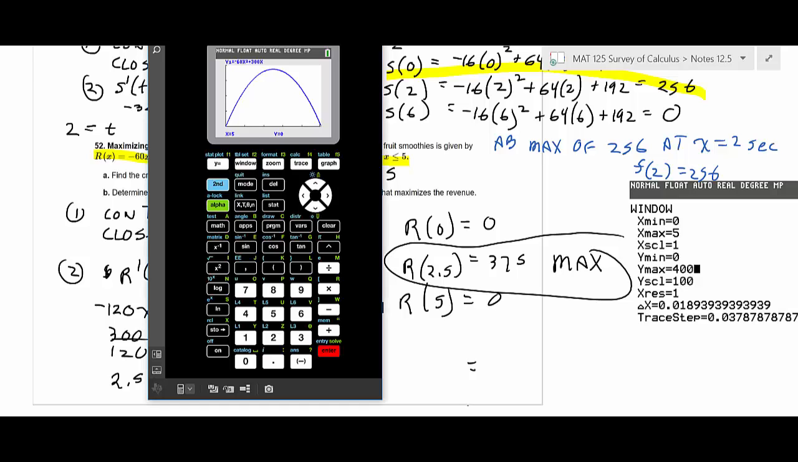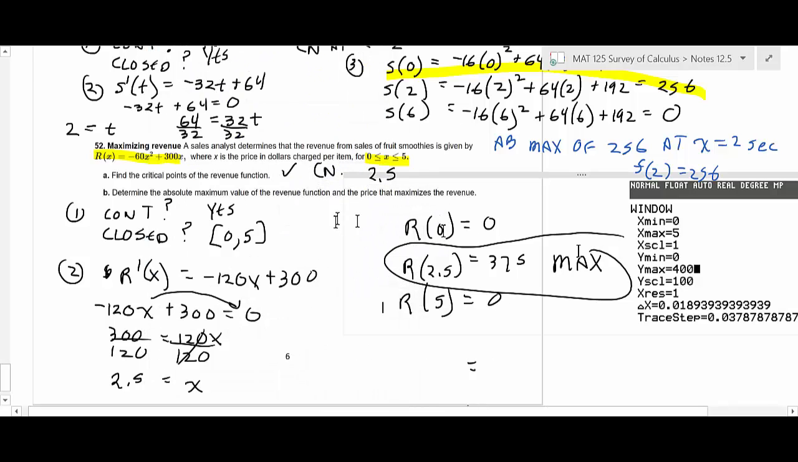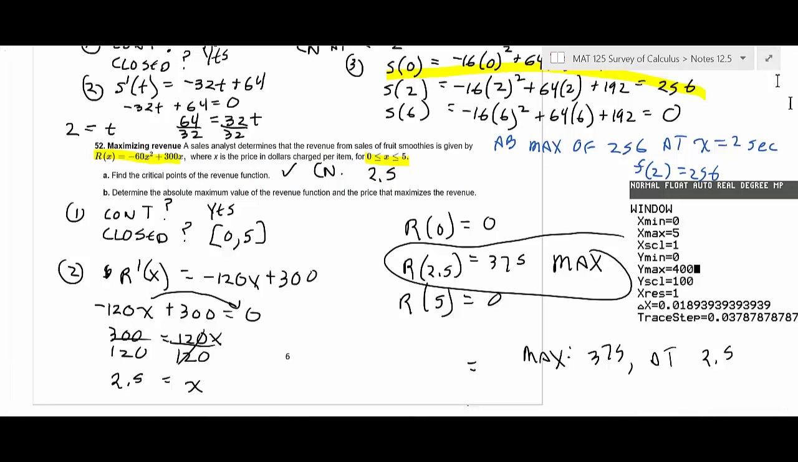Okay, so when you're doing these problems, be sure that you evaluate the endpoints and the critical numbers. And you find which one's the biggest and which one's the lowest. The absolute min would be 0. So then you would put absolute max of $375 at 2.5. Yeah, the standard way is just say 375 at x equals 2.5. Okay, and that's a pretty short section. Everything you're doing is pretty similar to that. It's just kind of got one major concept in it.